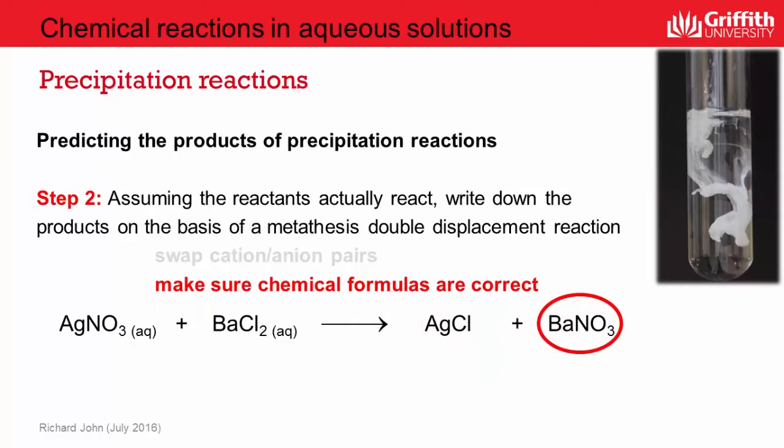What about barium nitrate though? Barium is a group 2 metal, it forms a 2+ ion. The nitrate ion is a 1- ion. These will not come together in a 1-to-1 ratio. If we do our crisscross method here, we can take the 2 from the 2+ charge of barium and bring it down as the subscript for nitrate. We can take the 1 from the 1- charge of nitrate and bring it down as the subscript for barium. And so what we end up with is barium nitrate, Ba(NO3)2. We need to make sure we write that chemical formula out correctly first before we go on and try to do anything else.